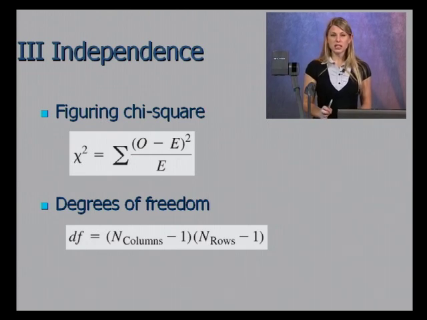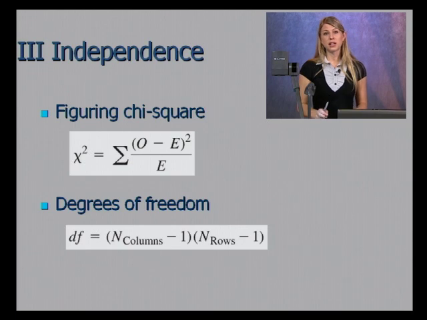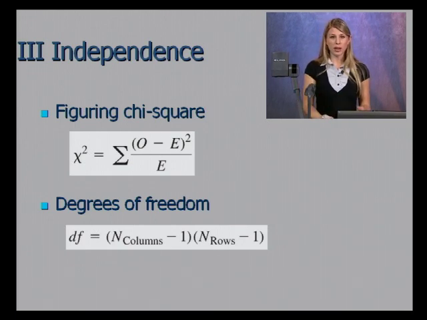Now with a contingency table, your degrees of freedom are a little bit different. It's not just the number of categories minus 1, it's the number of categories for the row minus 1 times the number of categories for the column minus 1.